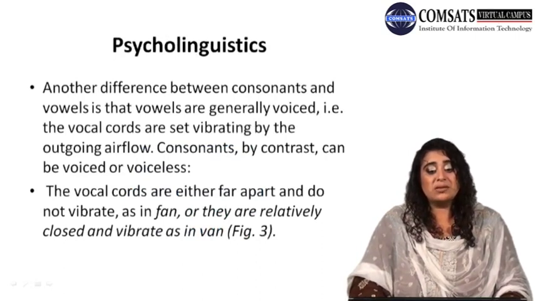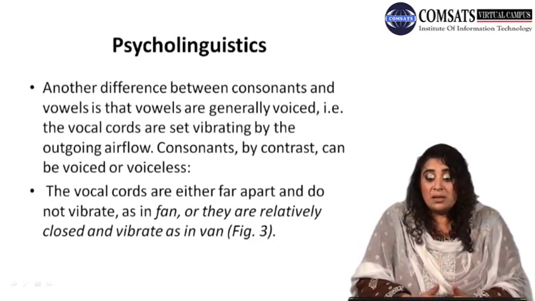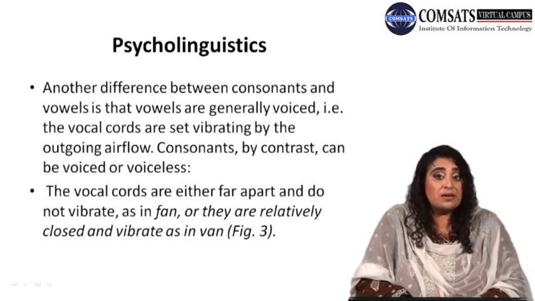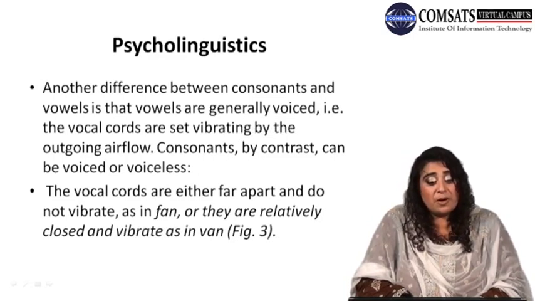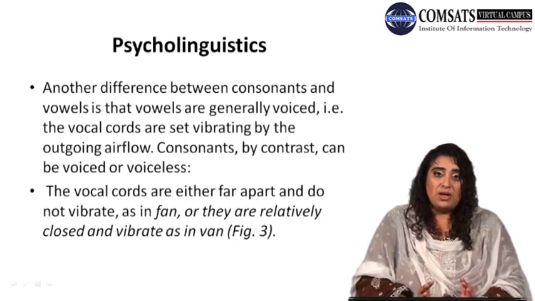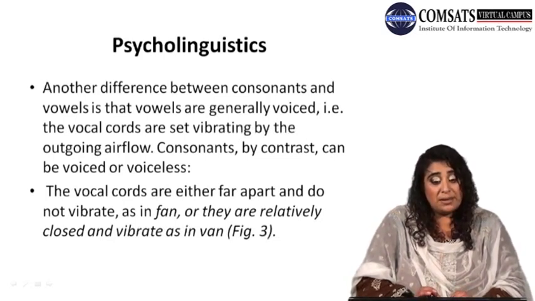Now, another difference between consonants and vowels is that vowels are generally voiced. The vocal cords are set vibrating by the outgoing airflow. Consonants, by contrast, can be voiced or voiceless. The vocal cords are either far apart and do not vibrate, as in fan, or they are relatively close together and vibrate, as in van. So with fan the airflow is very clear, while with van the vocal cords vibrate with the outgoing airflow. When we say van, we vibrate.